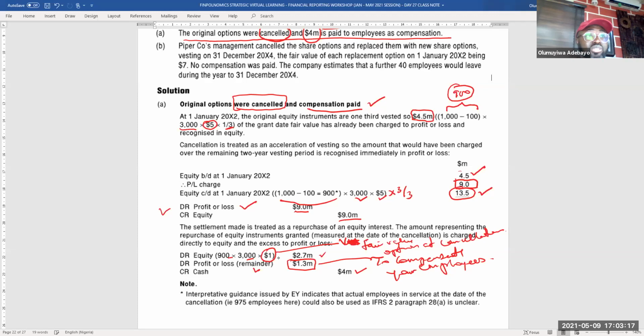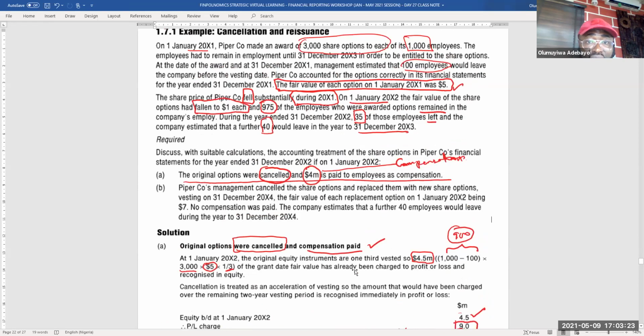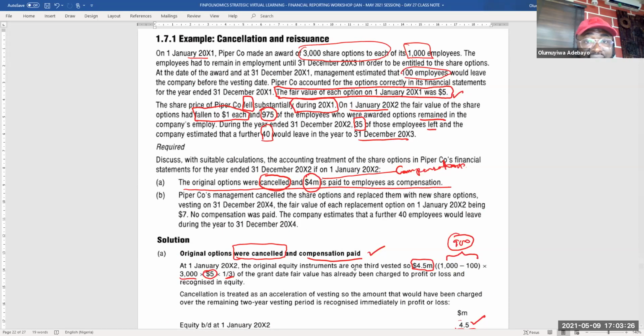And that is the treatment. Now, that is very straightforward. But again, if you look here, we are now giving information as at year 3 and year 2 that 975 of the employees awarded options remained in the company, which means instead of using 900, which is my estimation, I might use 975, which is the actual. But the problem with this is that the standard did not mandate us to use estimated or actual when a cancellation takes place.